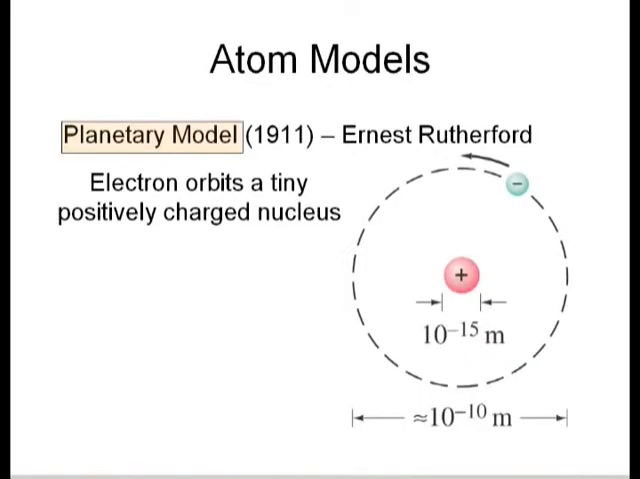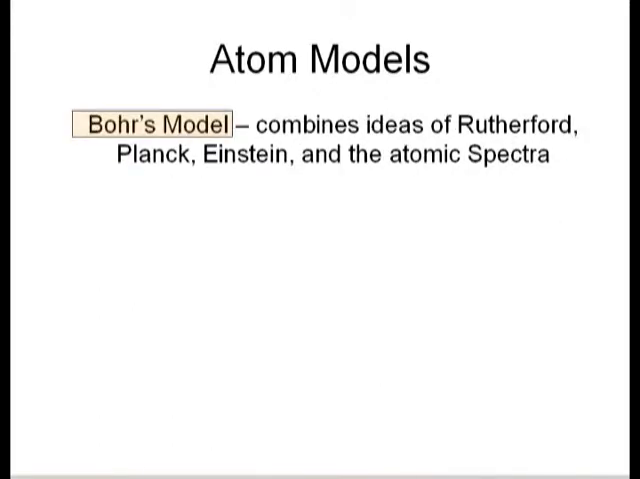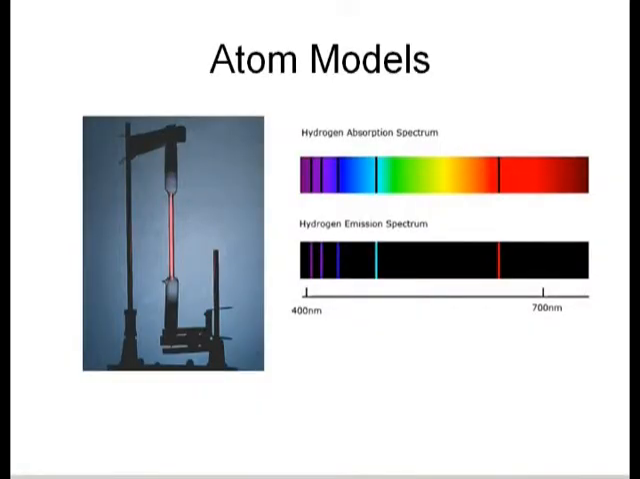Then in the early 1900s, Ernest Rutherford did his gold leaf experiment, which you know all about and can draw pictures of, hopefully. The main things of his experiment were to show that most of an atom is empty space, with a small nucleus in the center and a small electron orbiting around. This is Bohr's model. He combined the ideas of Rutherford, Planck, Einstein, and atomic spectra. This is what we're going to be looking at the next couple days.